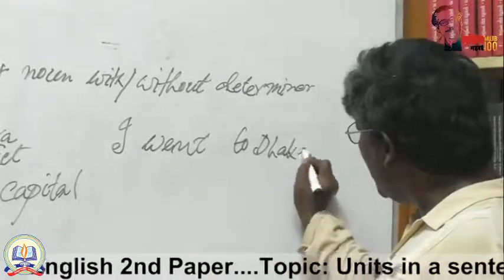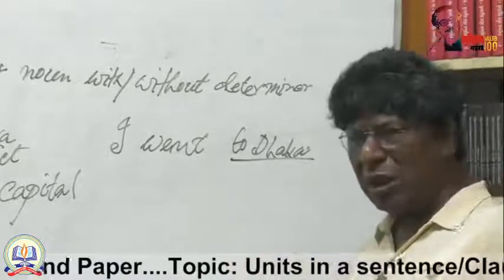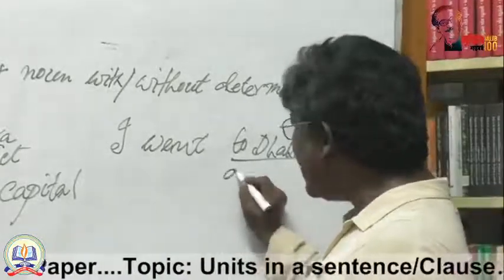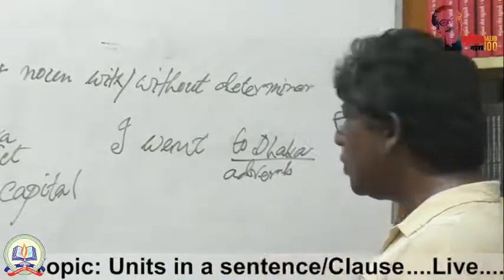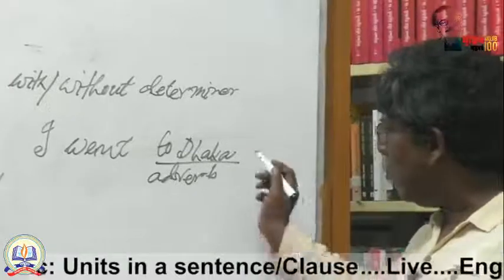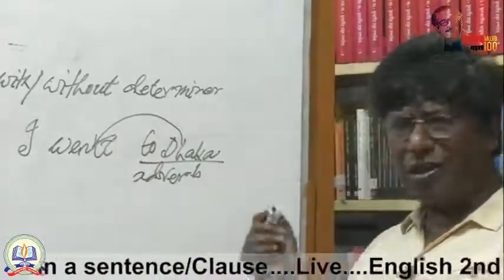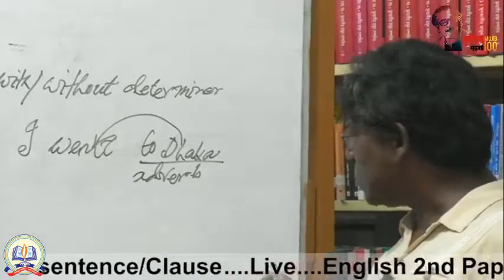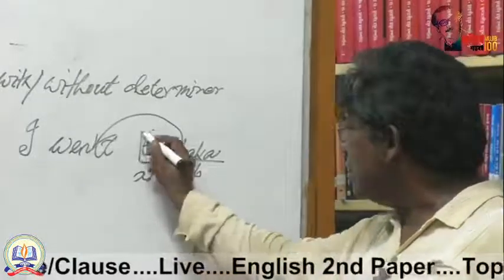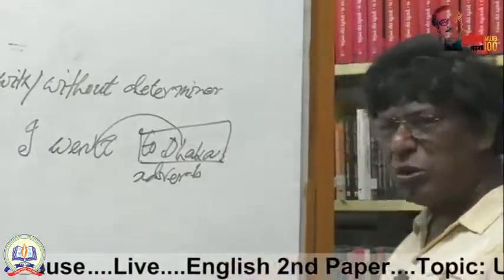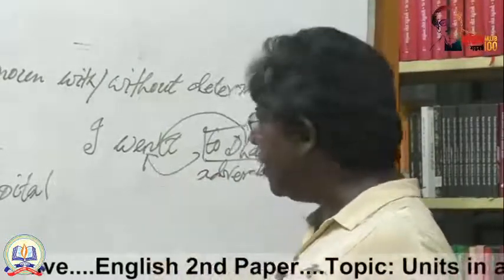The finite verb went is followed by a phrase, to Dhaka. To Dhaka is an adverb. Where did the subject go is answered by the phrase to Dhaka. That is, to Dhaka determines the place of the action of the verb went.